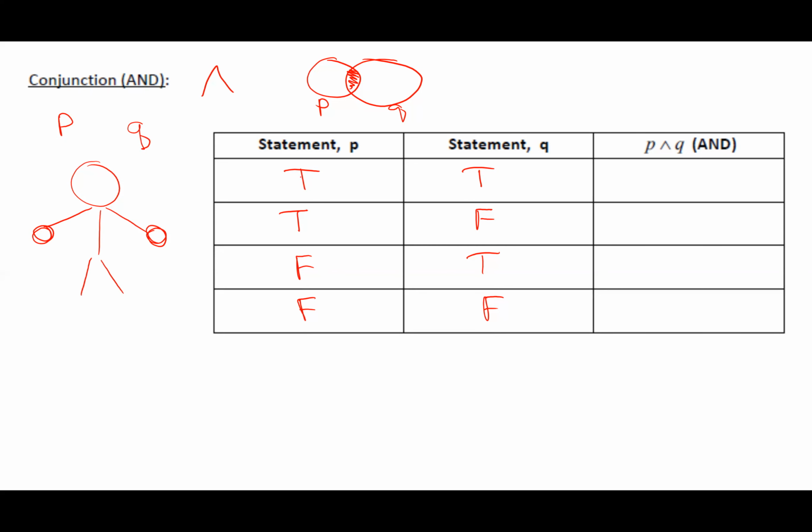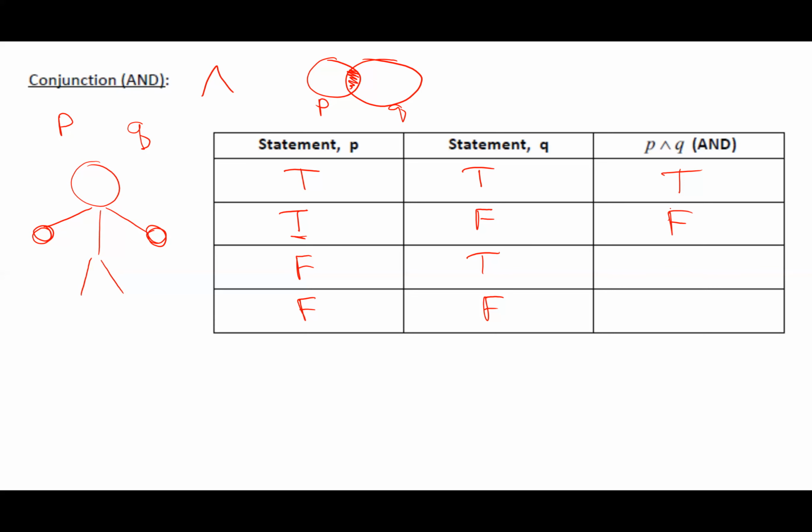Let's suppose I've got $5 in my left hand and I've got $5 in my right hand. Is this true? Yes. Now let's suppose I tell you I've got $5 in my left hand and I've got $5 in my right hand, but I only have $5 in my left hand. Was my statement true? No, it was false.